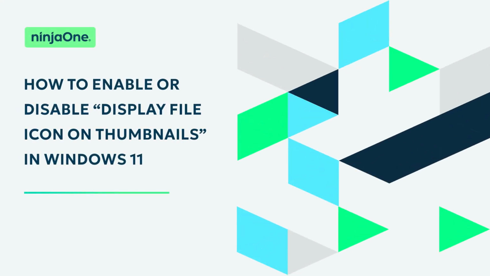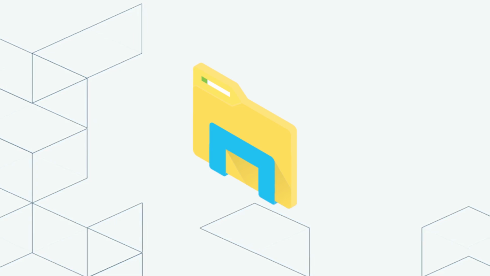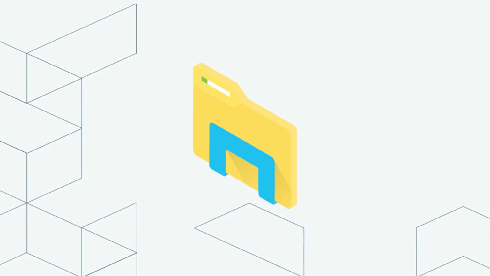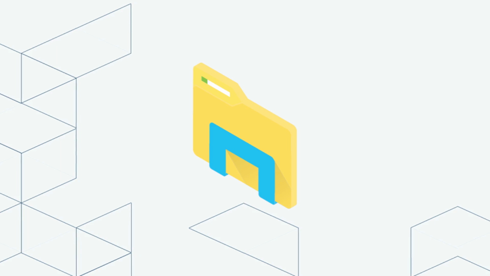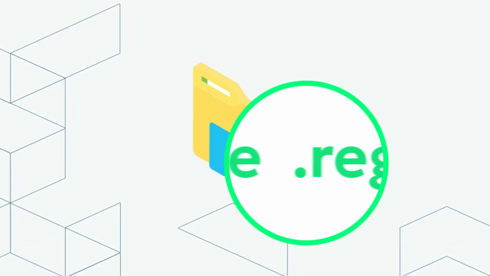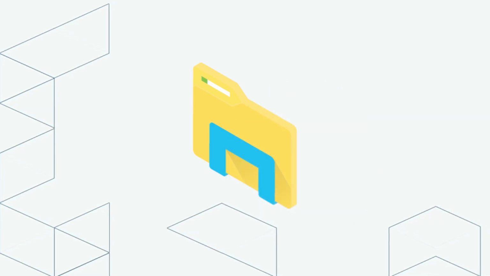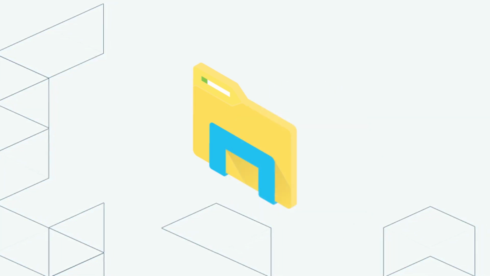How to enable or disable display file icon on thumbnails in Windows 11. By default, File Explorer overlays file type icons on top of thumbnail previews. It's handy for spotting file types at a glance, but if you prefer a cleaner, distraction-free look, especially in media-heavy, demo, or design-focused environments, you might want to turn it off.